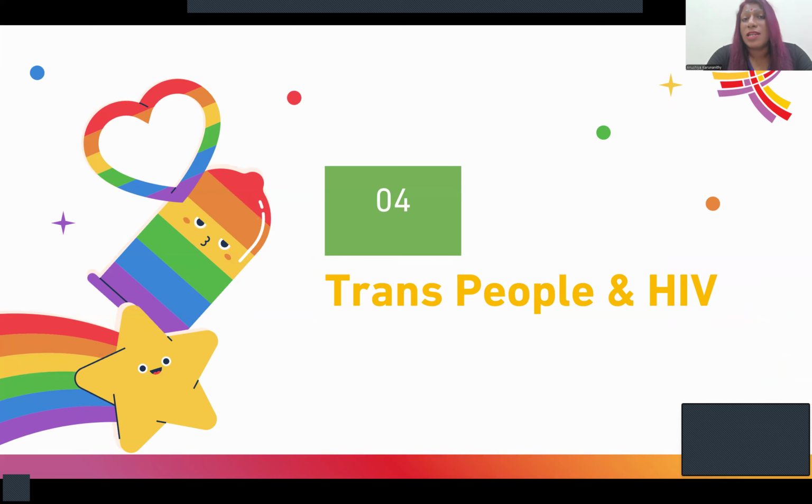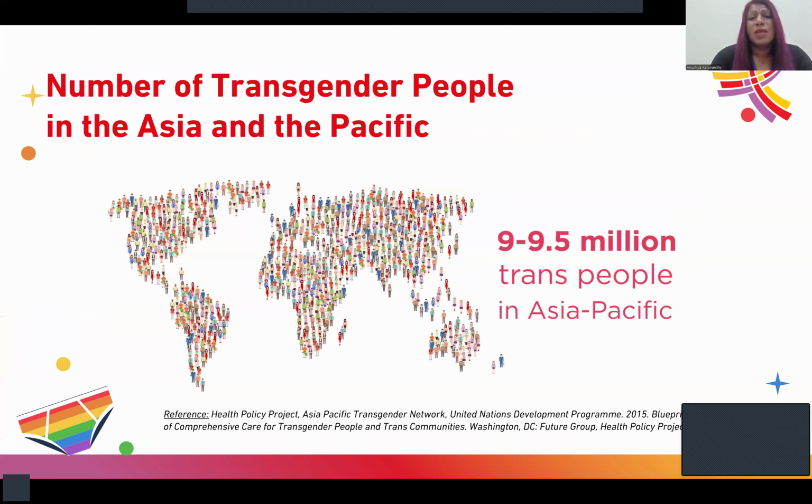Now let's talk about transgender individuals and the specific challenges they face, particularly related to HIV. You can meet transgender people anywhere in the world. Even though there's limited data on the population size of transgender people, a United Nations Development Program study in 2015 estimated that there were around 9 million trans people in the Asian Pacific region alone.